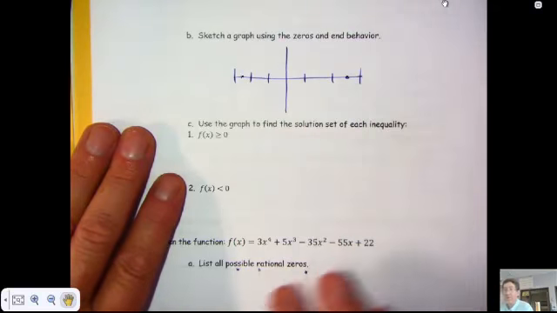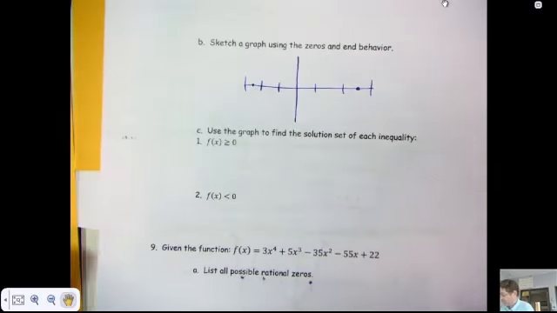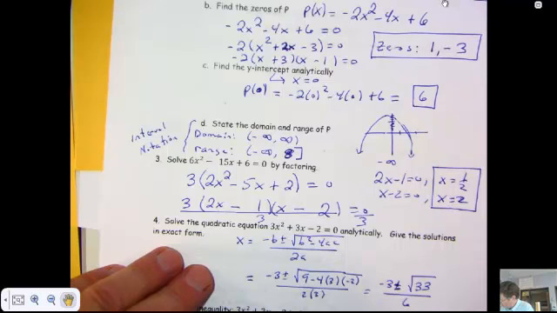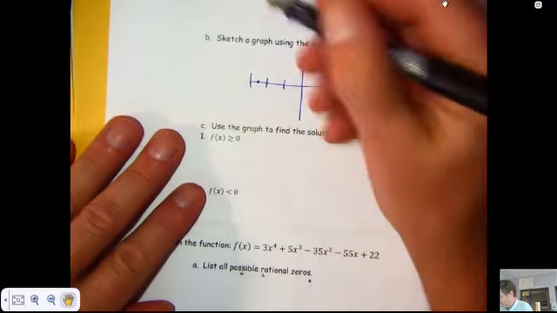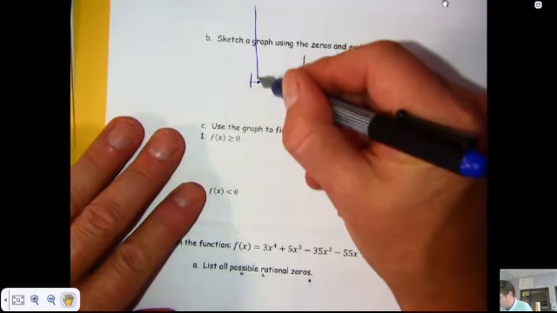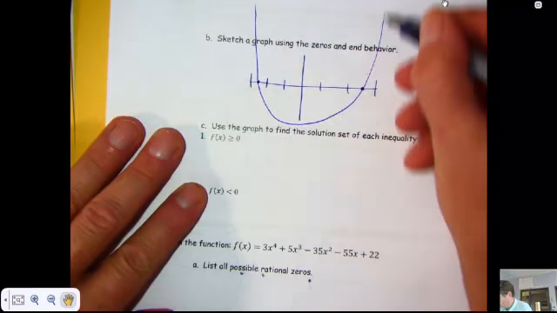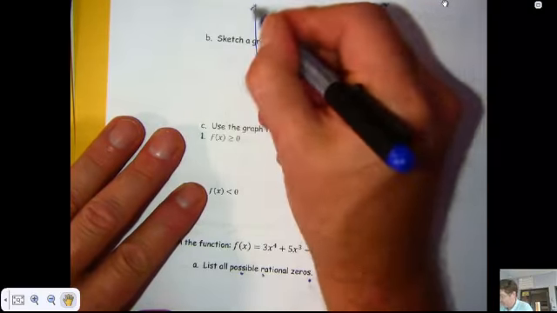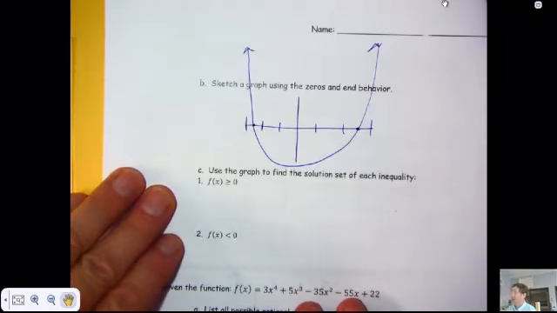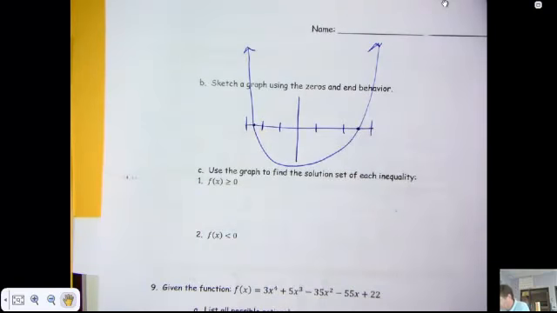And what's the end behavior of this graph? So the end behavior is both up, right? So it's basically going to come down so far, then come back up like this. So not a real exciting graph. But now we can look at C.